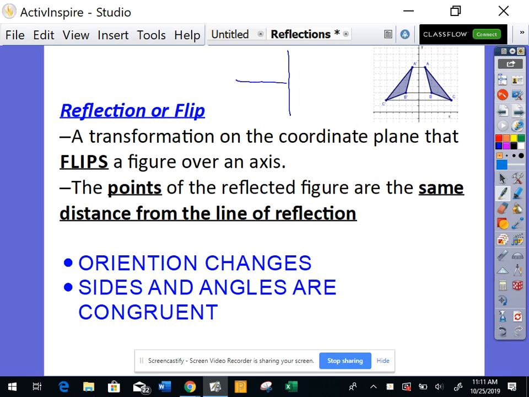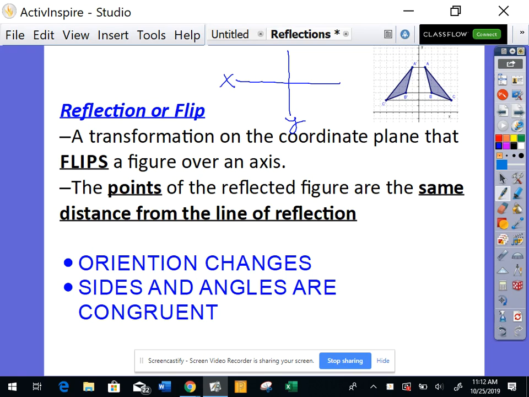So here we are on a coordinate plane. We have our x-axis and then we also have our y-axis, okay? So we can flip it over the x-axis or the y-axis. The points of the reflected figure are the same distance from the line of reflection, okay? So this is some pretty big words.